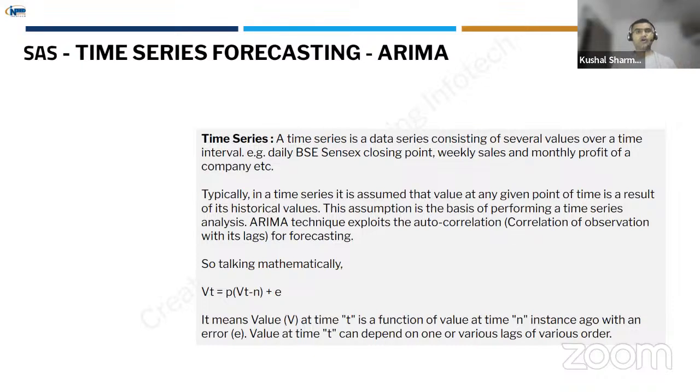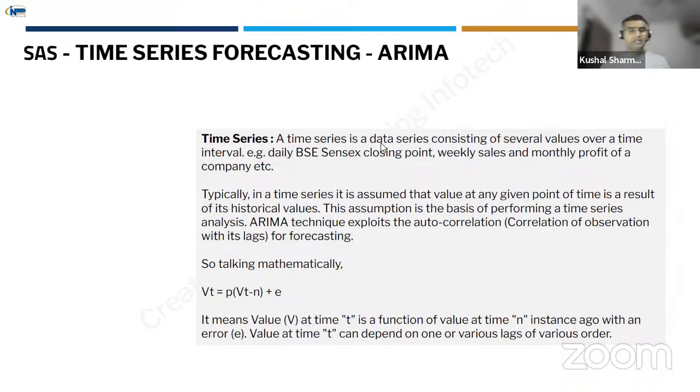The apple price yesterday was 10 rupees, and the apple price today is 12. So if I want to know the lag price, one lag price, today it is 12, and if I do lag by one day, then it will be 10. So this is called lag: correlation of observation with its lags. Previous lags mean previous observations used for forecasting.